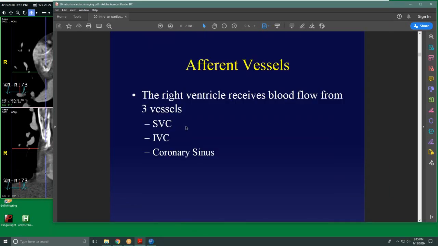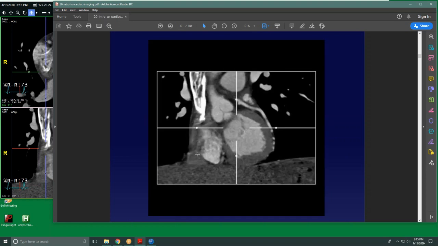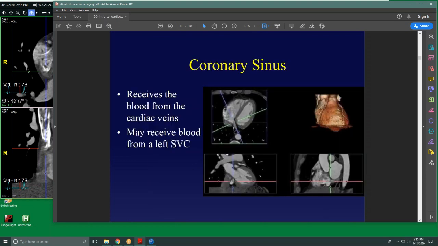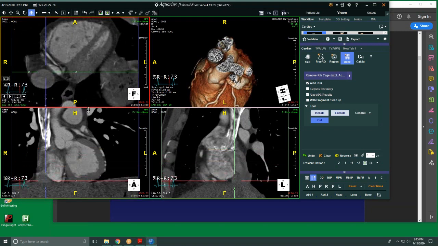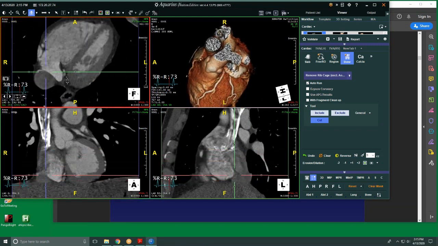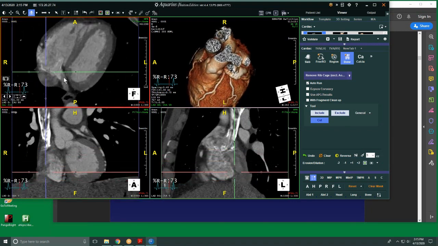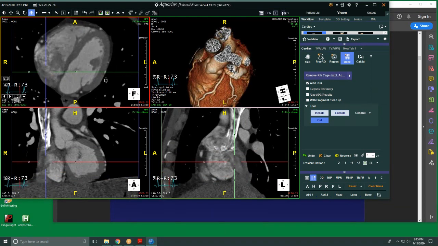There we go. And there are three afferent vessels to the right atrium: the superior and inferior vena cava, which we discussed, and the coronary sinus, often forgotten. And so there are your superior and inferior vena cava. There is the coronary sinus. See it right there? Okay, it lives on the undersurface of the heart, right about, see that vessel right there? Okay, this drains the veins of the heart into the right atrium, okay?